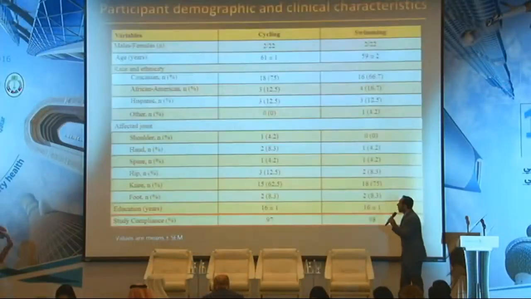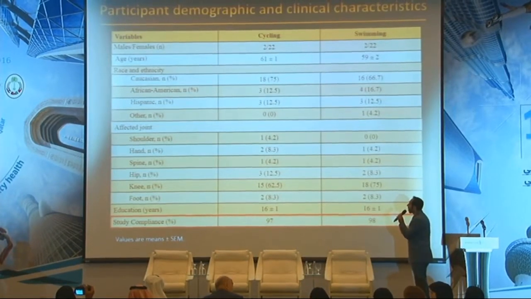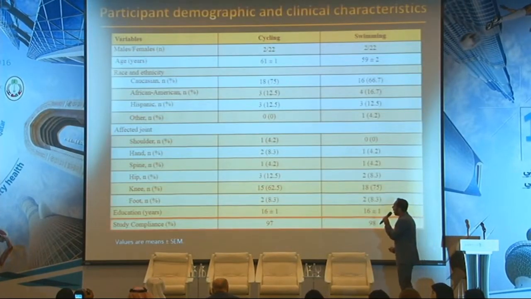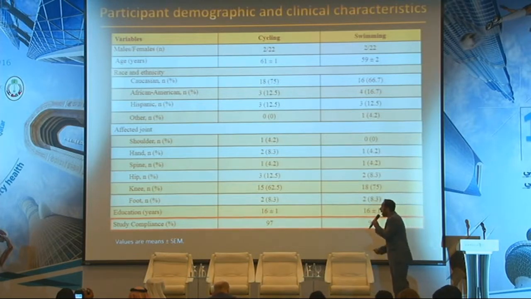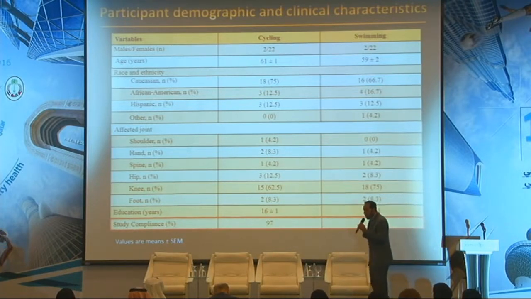For the results, most of my participants were female. They're older. Most of them have knee osteoarthritis, which is 60% in the cycling group and 75% in the swimming group. For the compliance, it was 97% for cycling and 98% for swimming, meaning that they almost attended all exercise sessions.